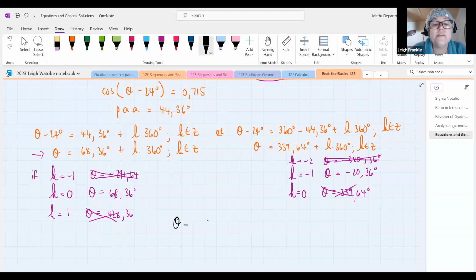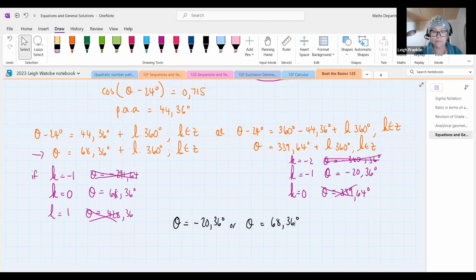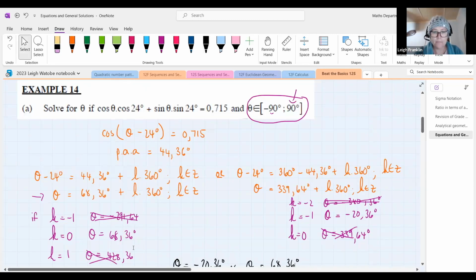That is either where theta is equal to -20.36, or where theta is equal to 68.36. Okay. Any questions?